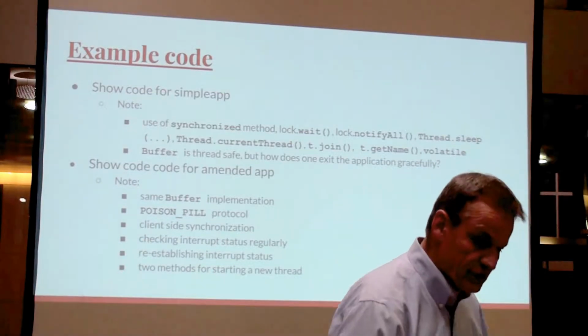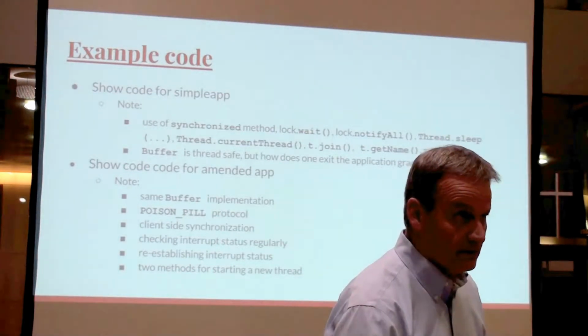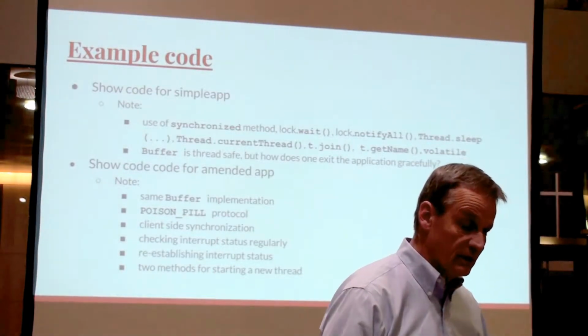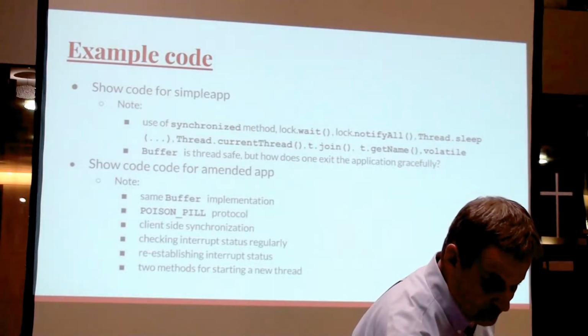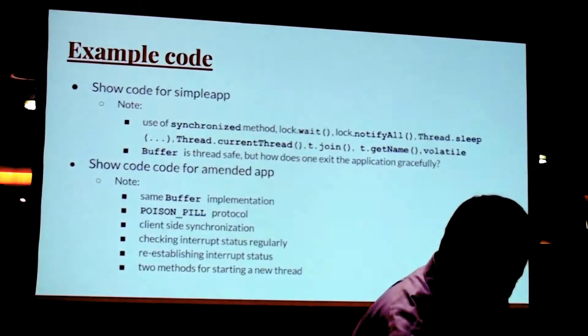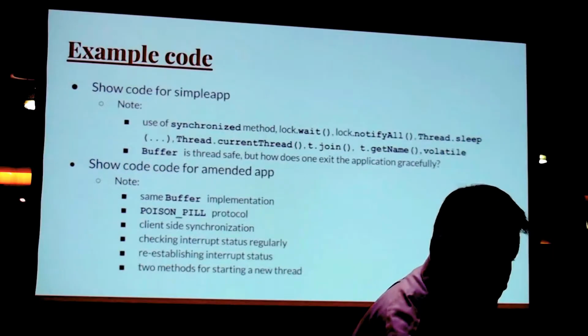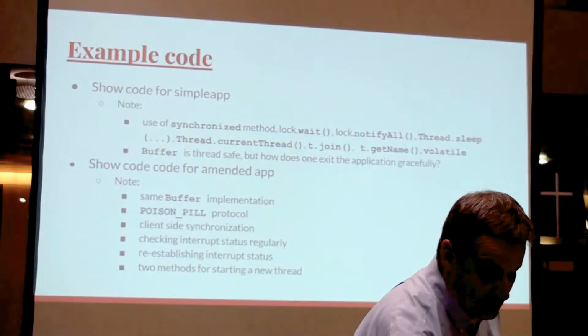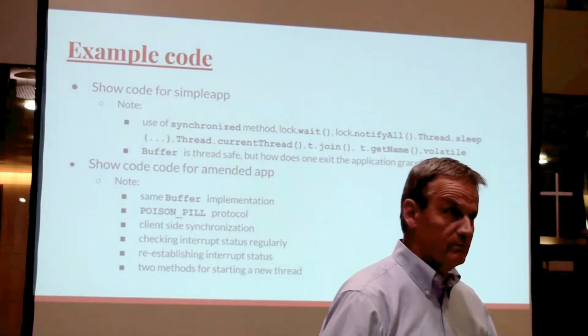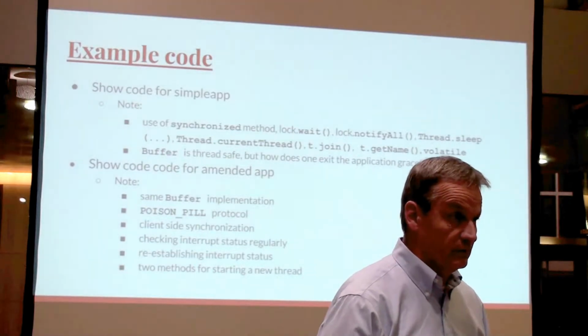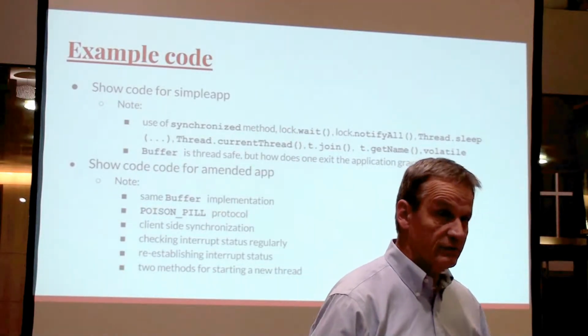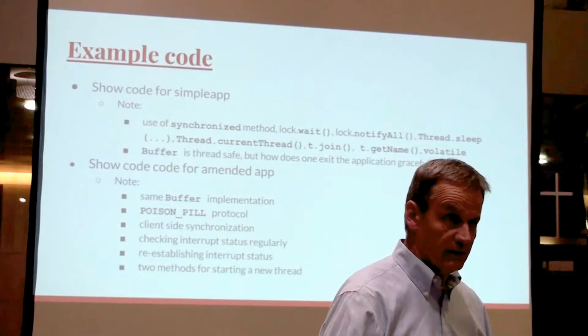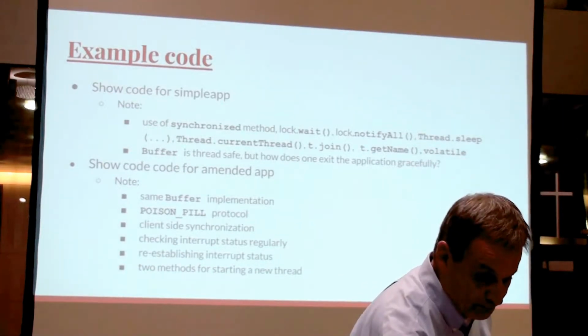I showed that you had to check the interrupt status regularly, because otherwise the thread can go on for quite a while before it gets interrupted. I pointed out the importance of re-establishing the interrupt status if an exception is thrown, because the exception clears the interrupt status. And I showed the two different ways of creating a thread. One is by extending thread, the other one is to pass a runnable to the constructor of the thread.